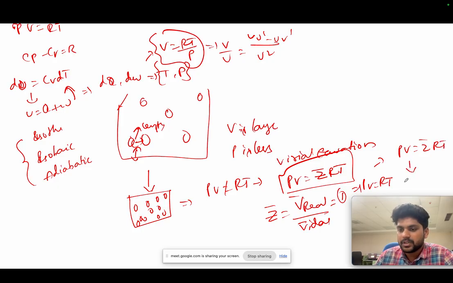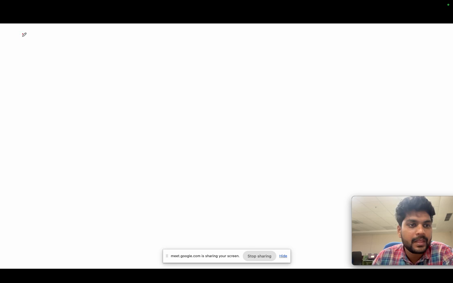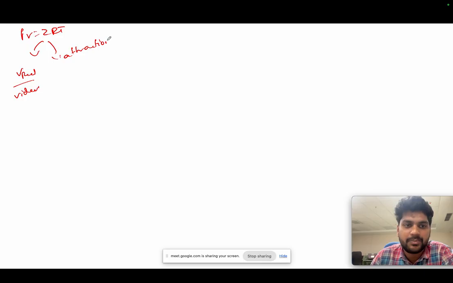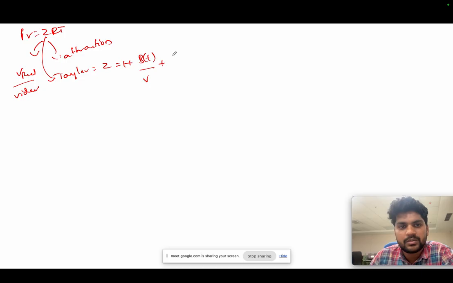Suppose the terms of attraction or repulsion between two molecules came in. They used the same formula, PV equals ZRT, but that is only for real gas versus ideal gas. If there is attraction and repulsion happening between two pairs or three pairs, then they expanded it in a Taylor series to get Z equal to 1 plus B of T by V plus C of T by V square plus D of T by V cube, and so on.